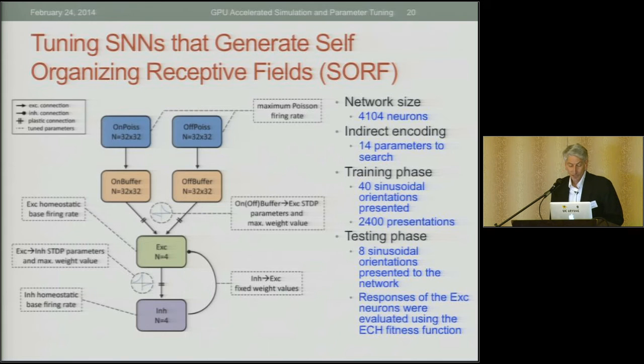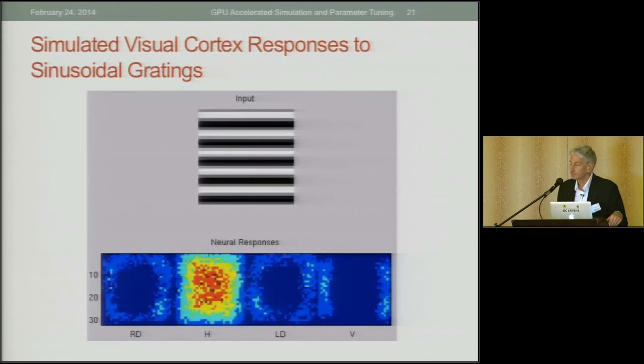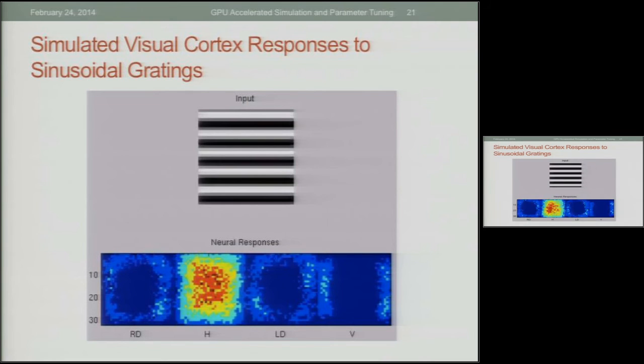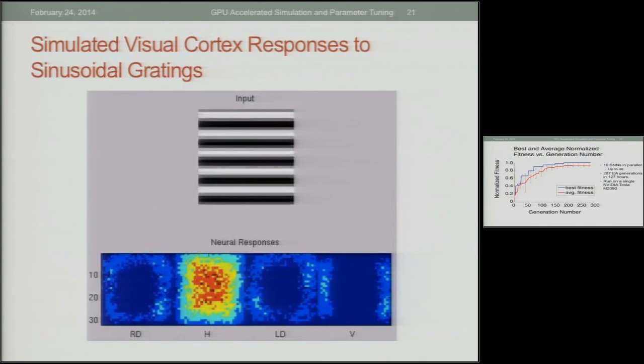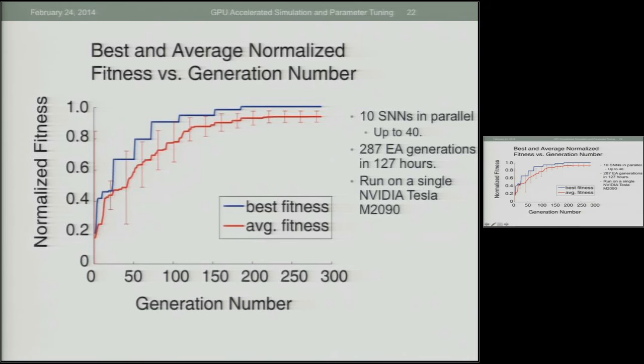During a training phase, we give it a bunch of sinusoidal gratings, and we allow the STDP and homeostasis to learn, and then during the testing phase, we see how well it responded and how well it fit that fitness function I showed a few slides earlier. And so over time, the population as a whole becomes very fit. The optimal fitness would be a 1.